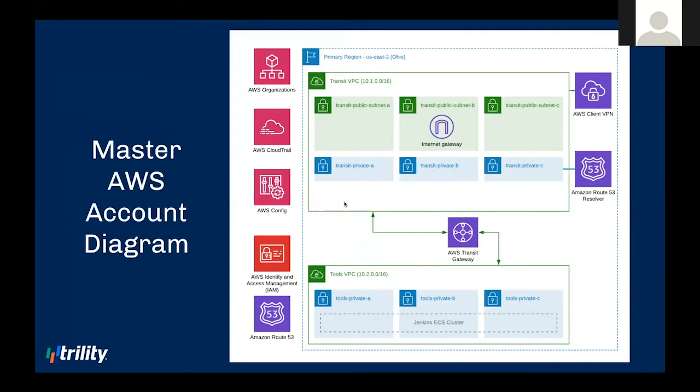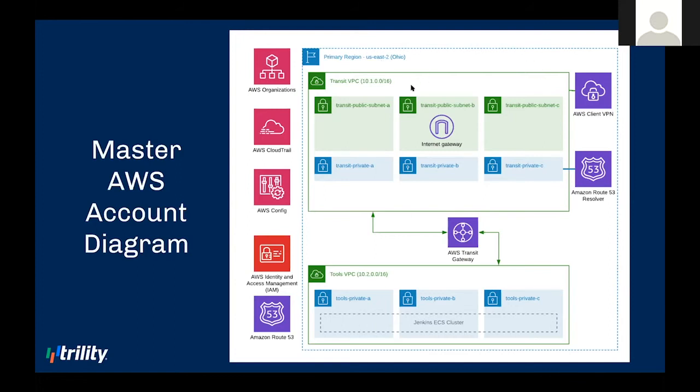So this is the master account diagram, and it's probably a hub and spoke model for accounts. We have one master account. Obviously, organizations can have multiple master accounts, but this is how a master account would look. We've decided our primary region is going to be US East 2.